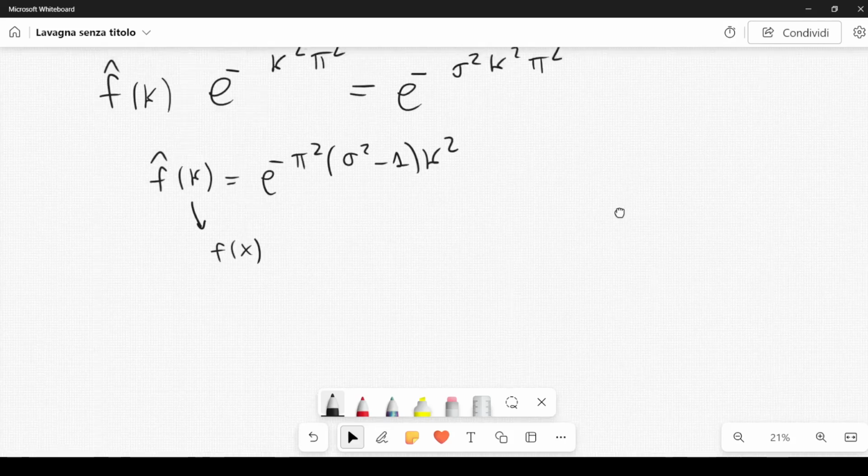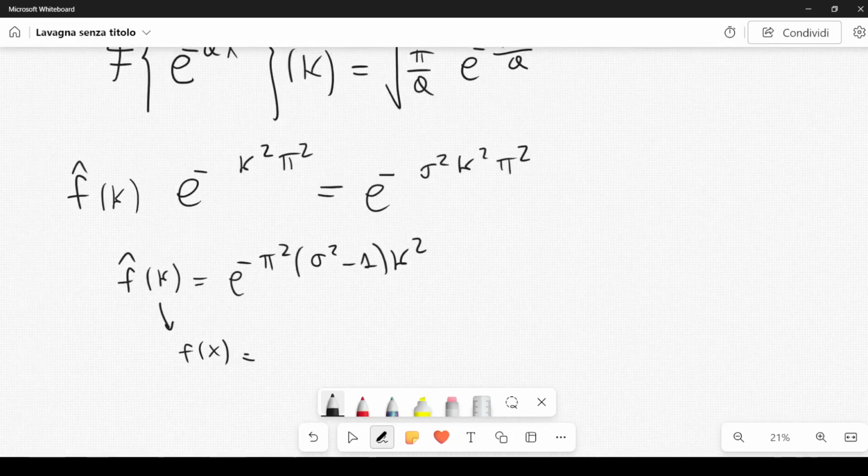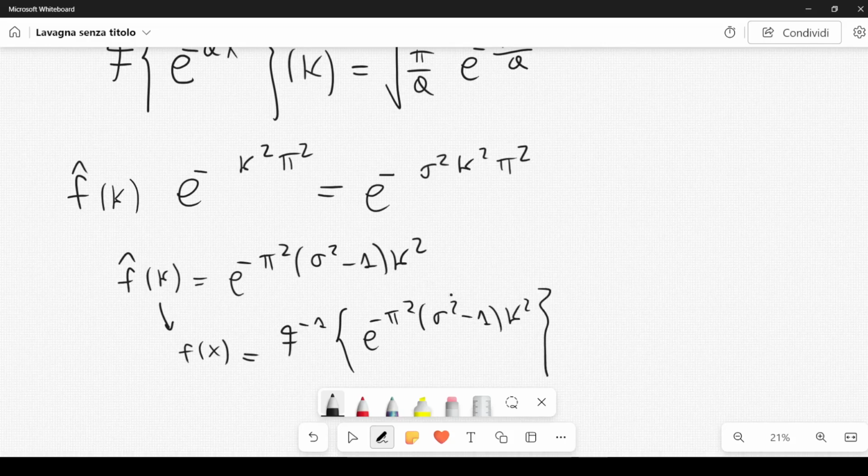We have a formula for that. So it's the inverse transform of e to the minus pi squared sigma squared minus 1 k squared. And at this point you can also see why we have to consider sigma squared greater than 1, or in particular sigma greater than 1, because otherwise this term here would be negative, and that would give us problems. And in particular, those problems are related to convergence of the integrals, related to the transforms.